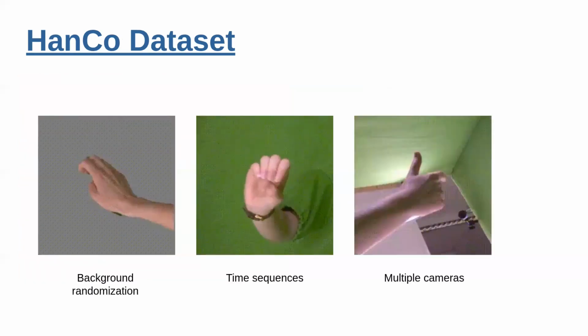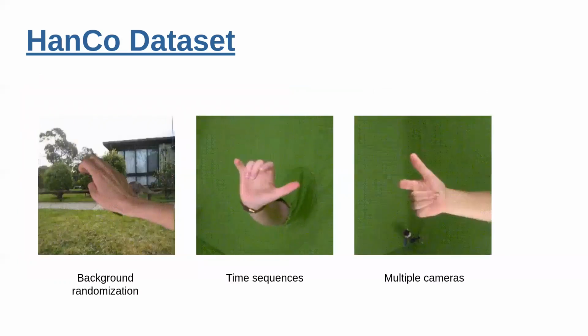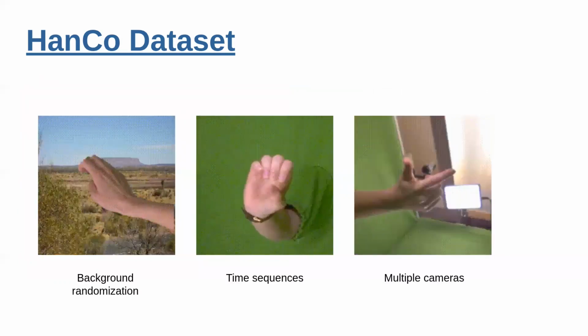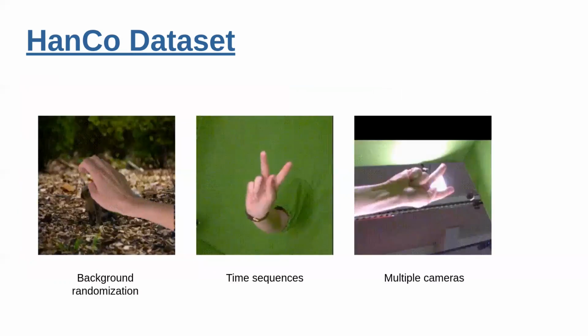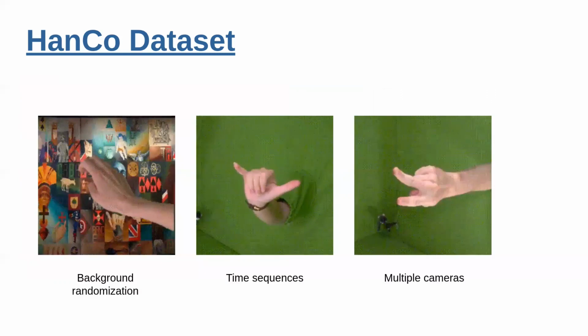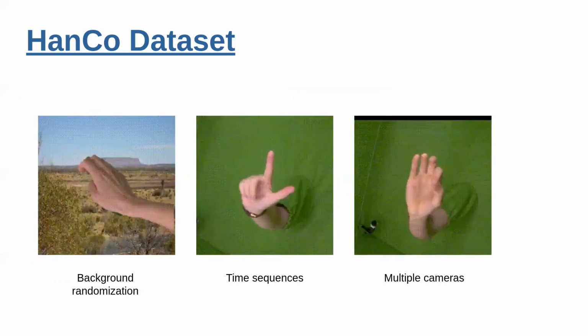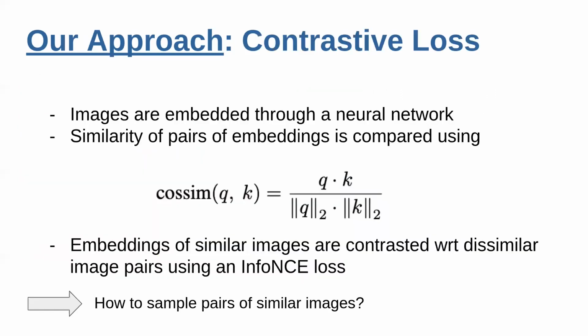Here we see some example images from our dataset. From left to right, it shows one unique aspect of our data collection: the possibility to replace the background with a new one, sequences of hand motion, and finally, the same hand pose being observed from different viewpoints.